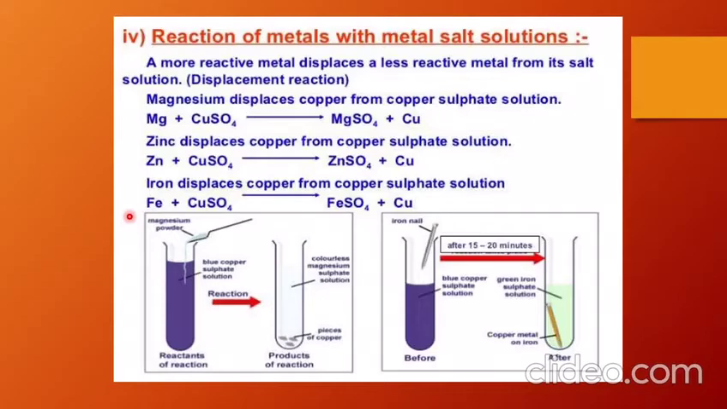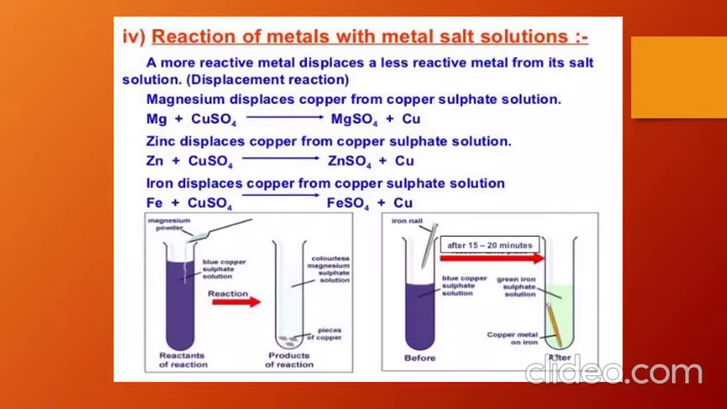One more reaction is there if a copper plate or wire is dipped in colorless silver nitrate solution. Now the reaction will be Cu plus AgNO3. Silver nitrate formula is AgNO3. That is a colorless solution.